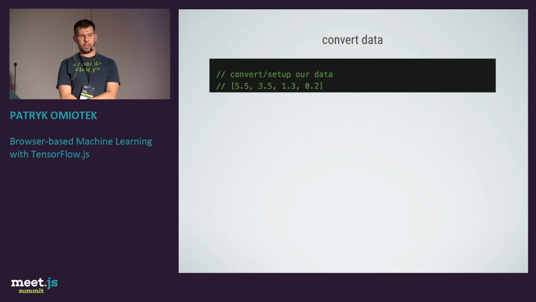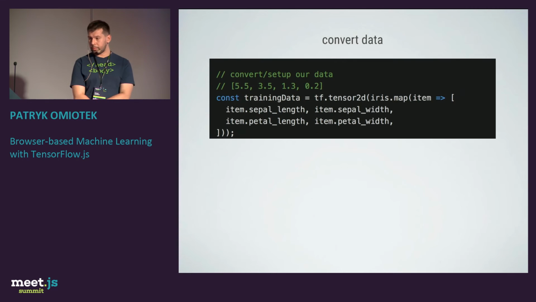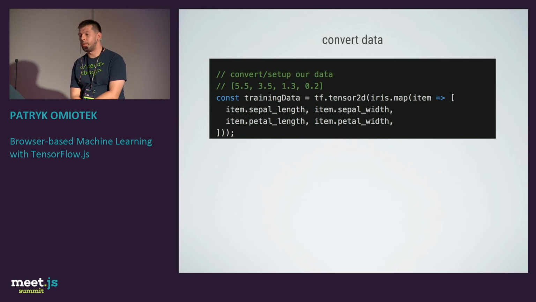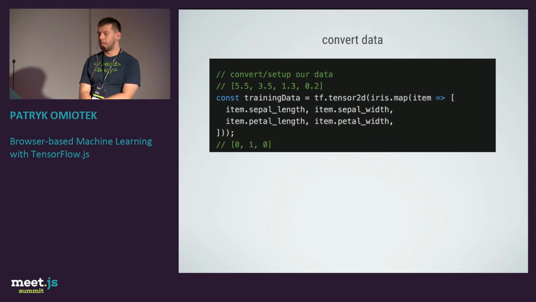First thing, we are setting our data, so each input is an array of values. It's the petal and sepal values. And in TensorFlow, we are just mapping these values from a JSON file.